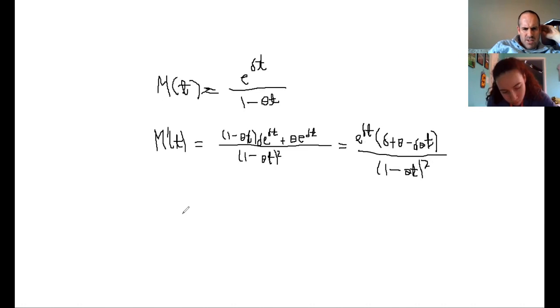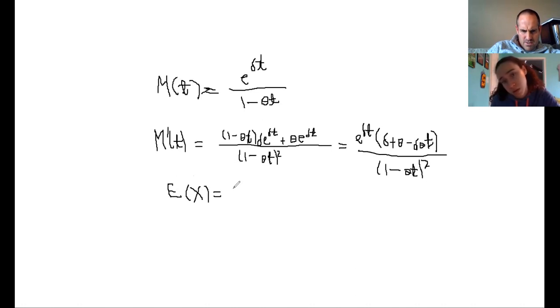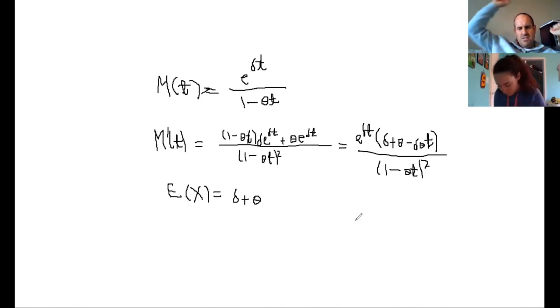So what is the expected value? You just plug in 0. So it'd just be delta plus theta. What did the back of the book say? Yeah, that's what I had.